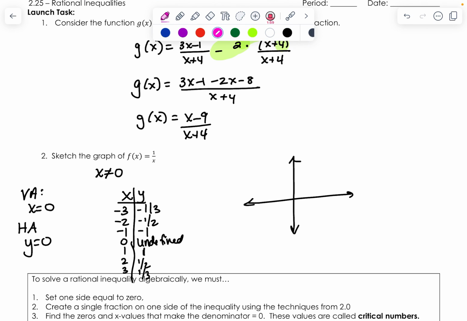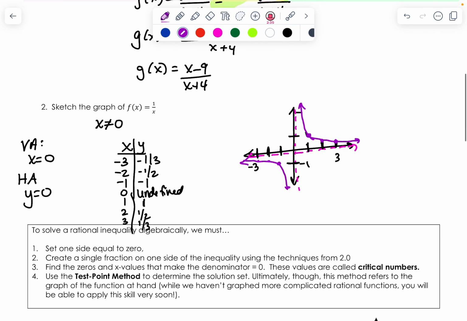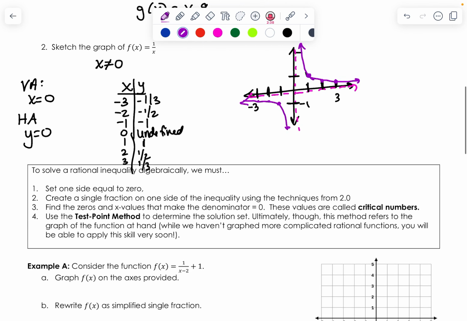So I'm going to use some different colors here. So that means the x-axis is my horizontal asymptote, and the y-axis is my vertical. So let me plot these. So I have 1, 1. And if you remember this, it's going to hug the vertical and horizontal asymptote. So this is the parent function for rationals, okay? So this is going to help us as we move forward.